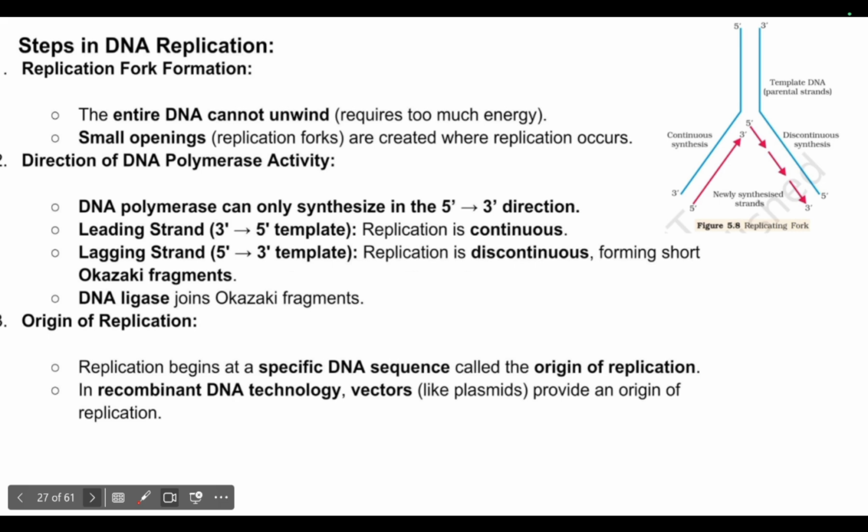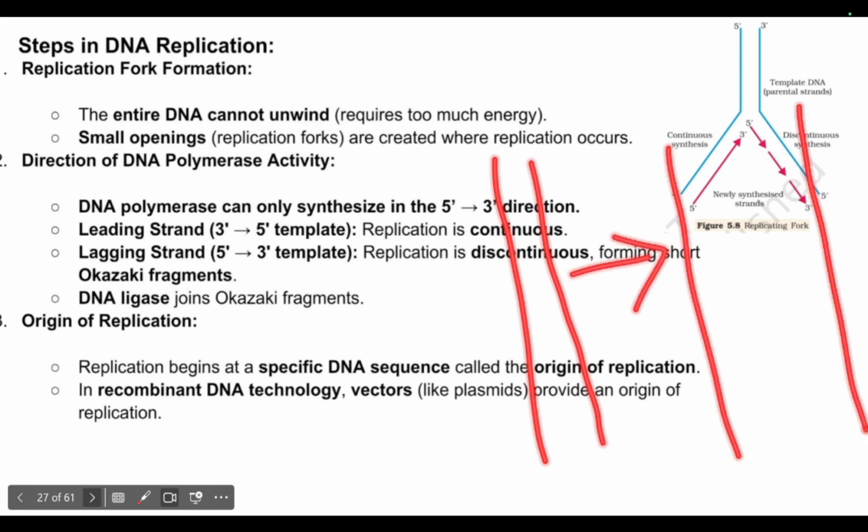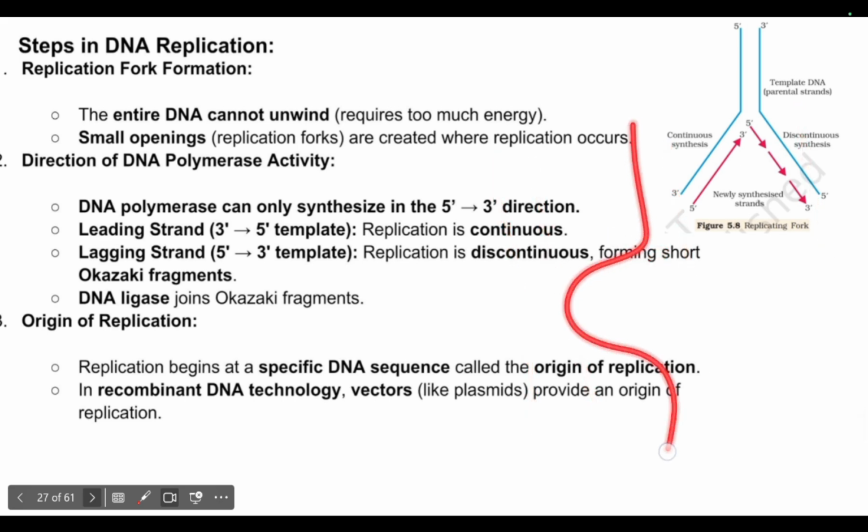DNA replication takes place with the formation of a replication fork. Now this DNA is not separated, or it does not entirely unwind. Only, for example, let's say if this is the DNA, then it's not that the entire DNA gets separated. It is only a part of DNA which will separate, and the replication fork is formed here. So as you can see here, the replication fork is formed.